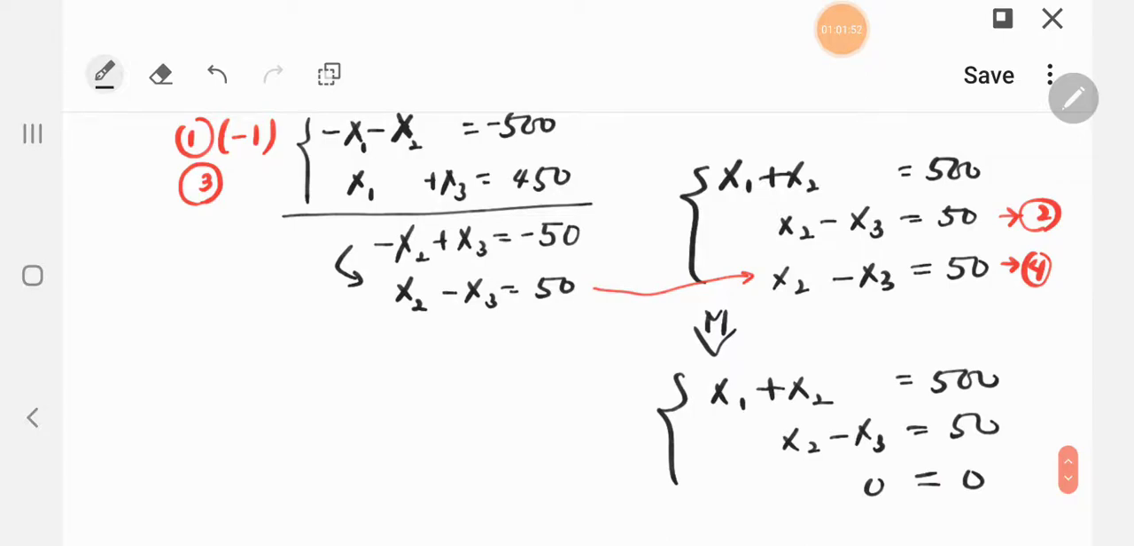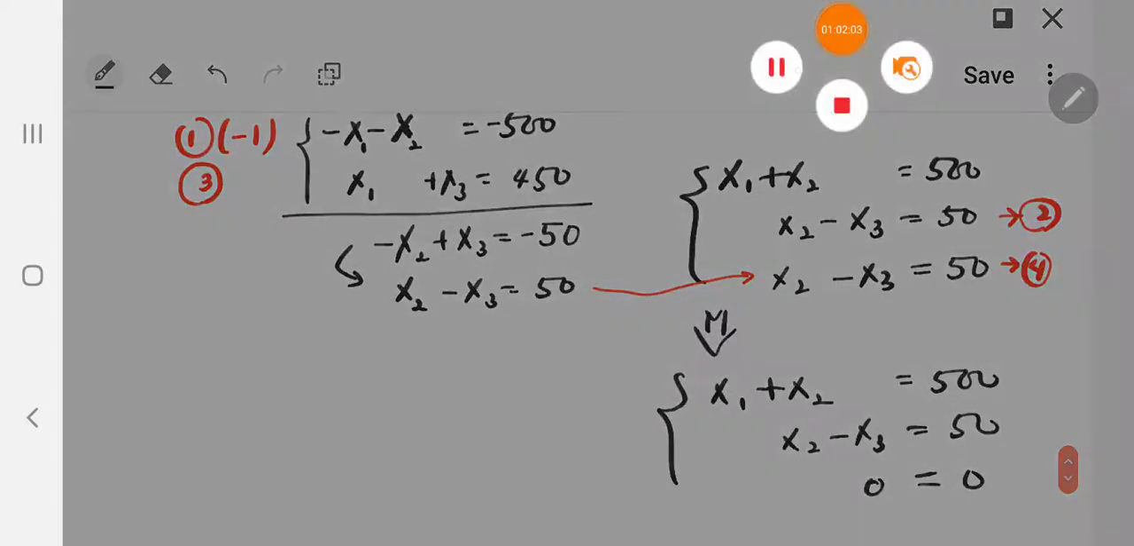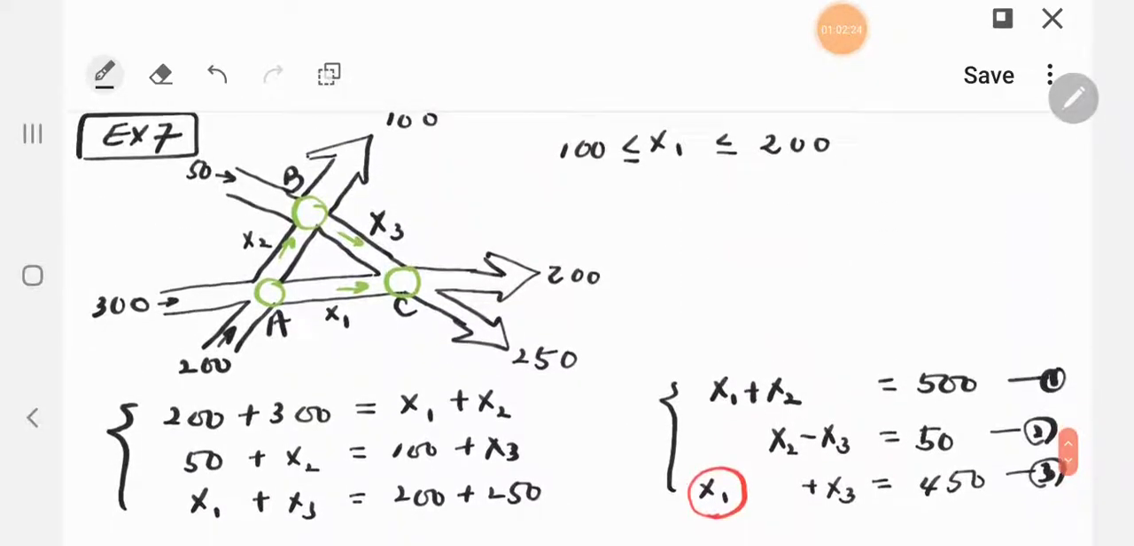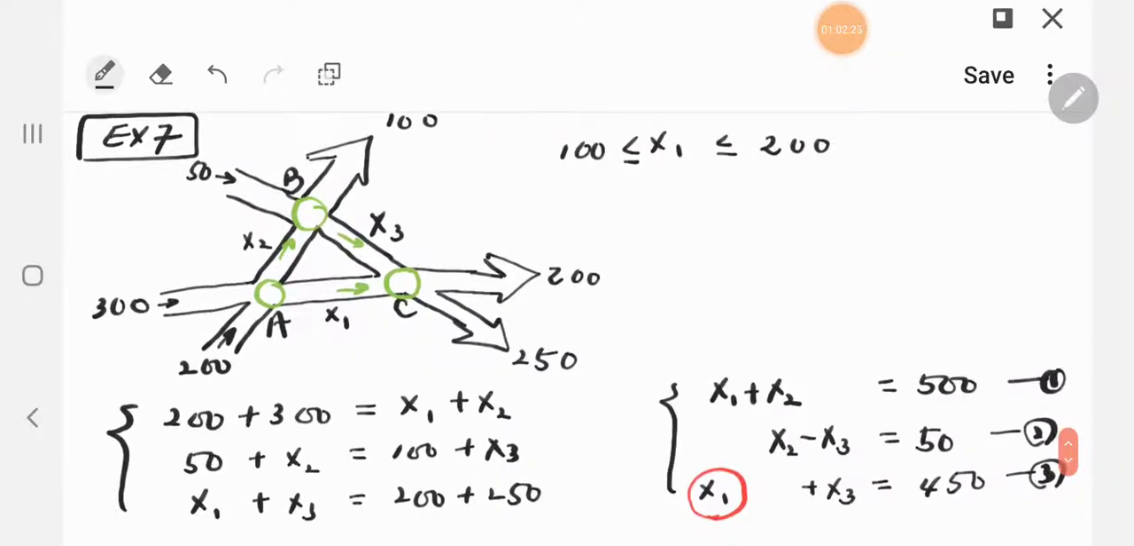So in this case, we can solve for the other values, because the x1 values are given. Okay, this indicates that the system is dependent. That means there are many solutions. But in this case, x1, the number of cars from intersection A to C, is given, starting from 100 to 200 cars. The minimum is 100 and the maximum is 200 cars.